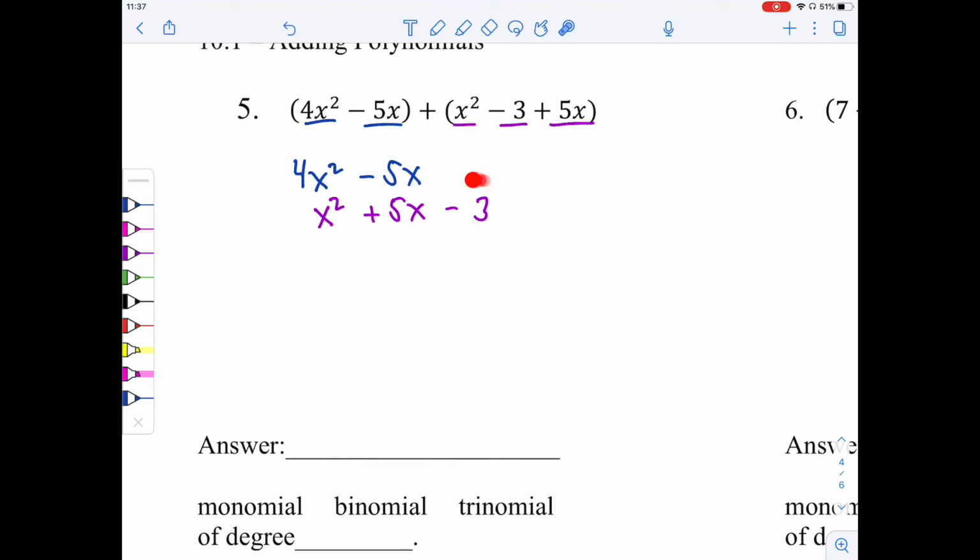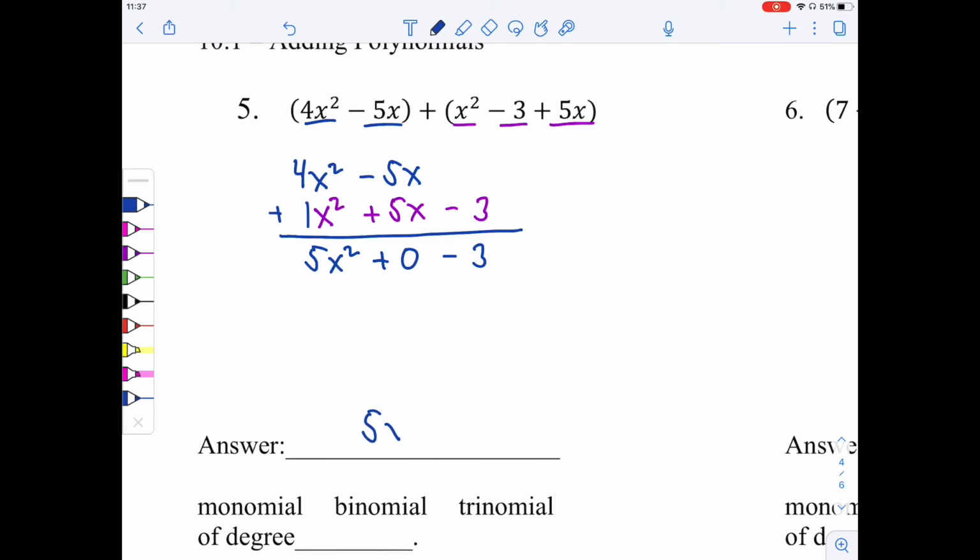All right, and you notice the first one doesn't have a constant number at the end, so it's blank. So we don't need it. And then we're just going to add these vertically. All right, so 4 plus 1, 5. 5x squared. Negative 5x plus 5x is 0. And then negative 3 just comes down.